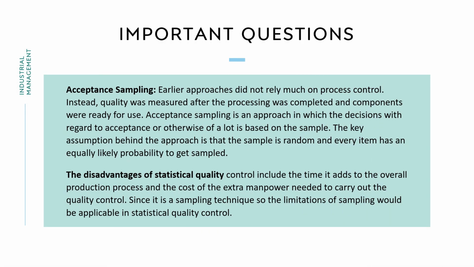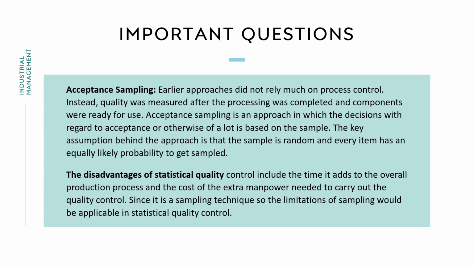Acceptance sampling. Earlier approaches did not rely much on process control. Instead, quality was measured after the processing was completed and components were ready for use. Acceptance sampling is an approach in which the decision with regard to acceptance or otherwise of a lot is based on the sample. The key assumption behind the approach is that the sample is random and every item has an equally likely probability to get sampled.